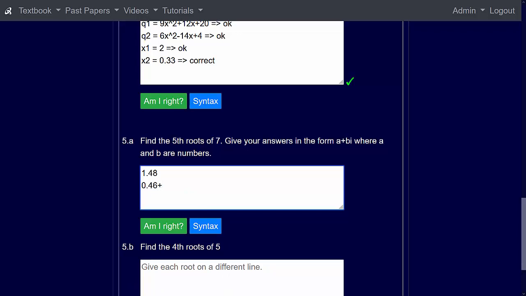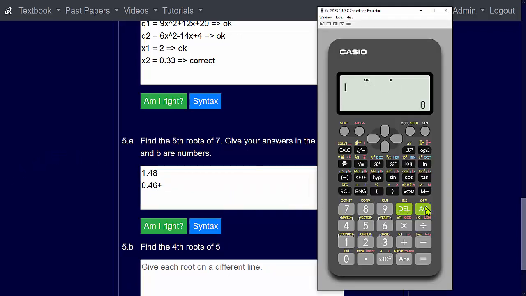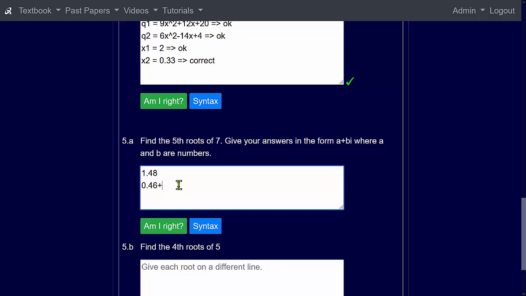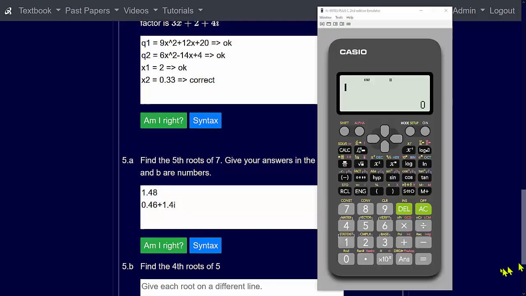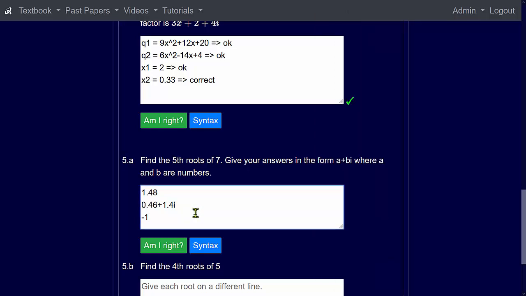So let's get my calculator back, and now I want, let's clear that, and now I want recall a times, this time I want the sine of 72. Okay, and that is equal to 1.4, so it's going to be 1.4i, isn't it? So now we'll do the next root, which is going to be recall a times cos of 144 degrees this time, and that's going to equal minus 1.19.